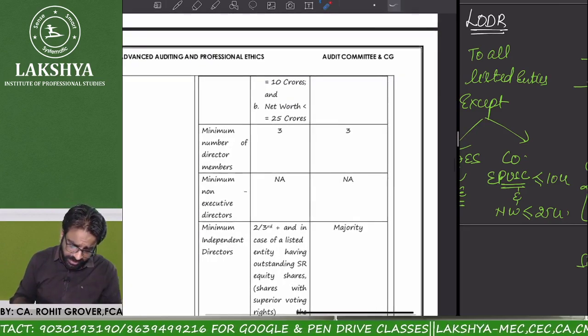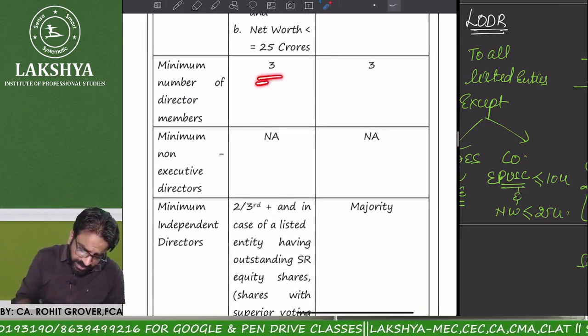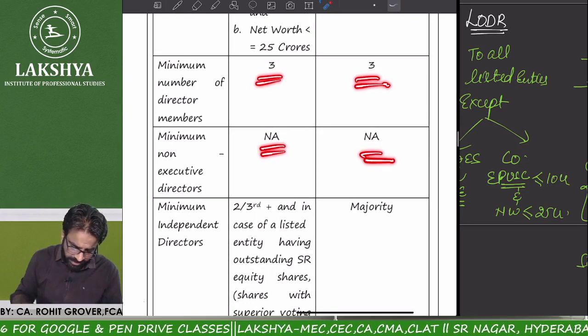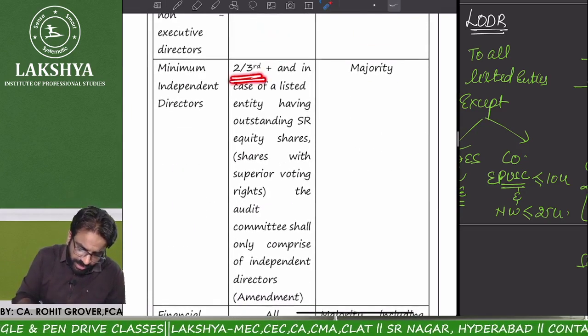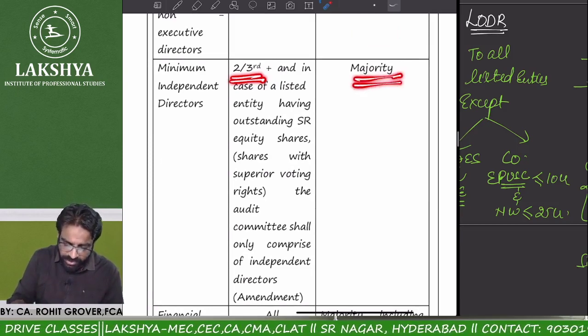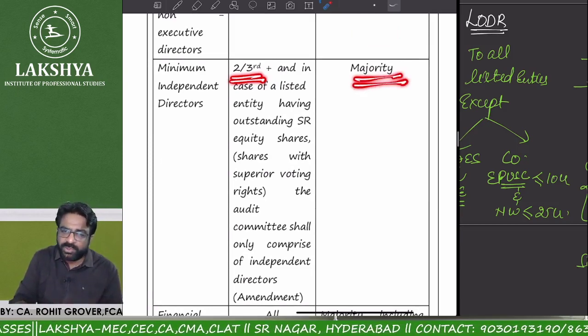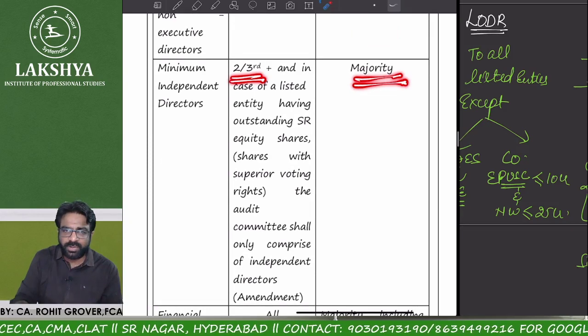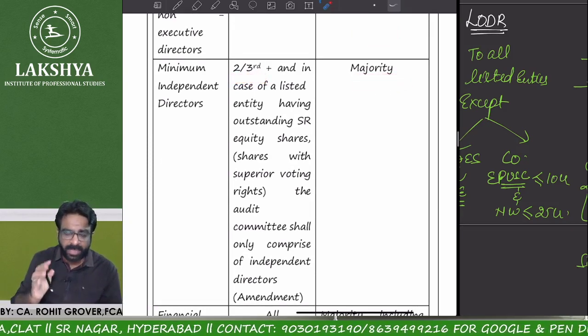So you can see, how many minimum members? 3 minimum members on both sides. Minimum non-executive directors, not applicable. Minimum independent directors, 2/3 here, and majority there. Did you get the point? Now there is one amendment here.